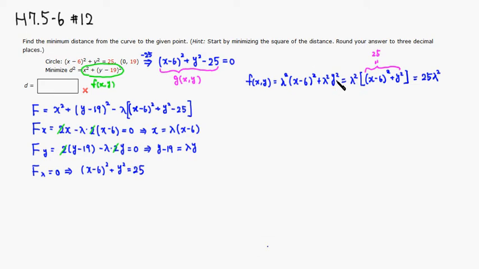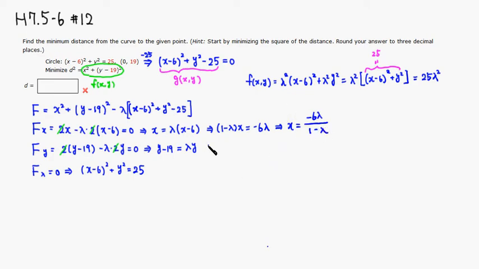So we just need to find the lambda value. Let's try to find lambda. From here, I'm going to try to solve for x. I'm going to put the lambda x over here. So it's 1 minus lambda times x, which is equal to negative 6 lambda. Which means that x is going to be negative 6 lambda over 1 minus lambda.